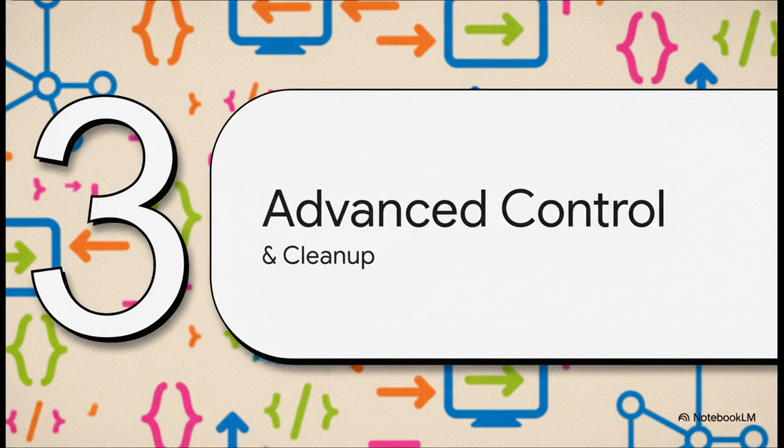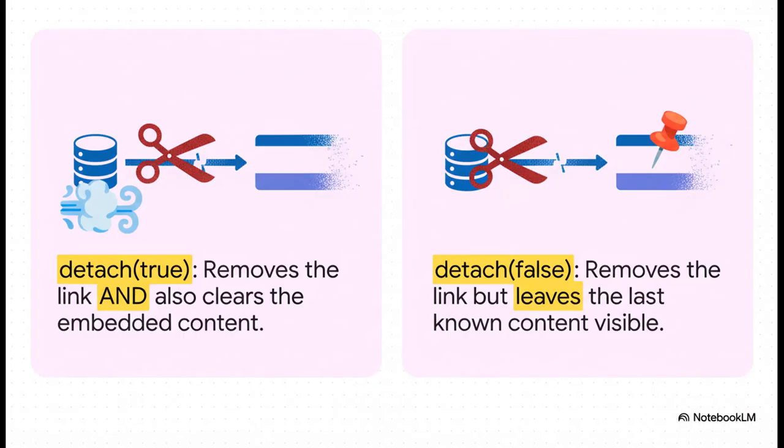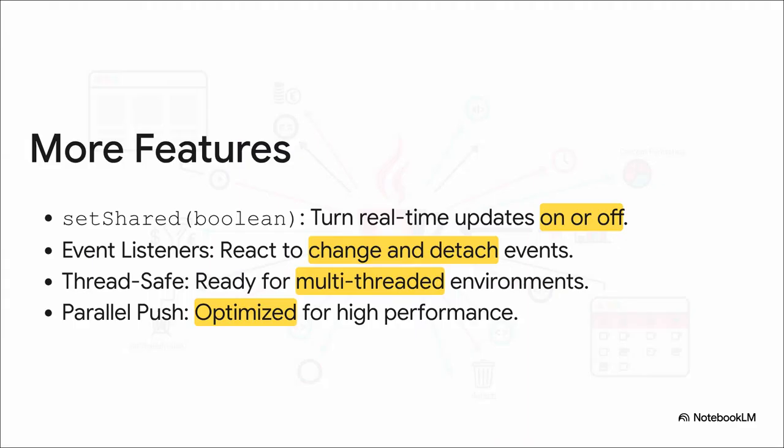Now this isn't just a cool trick. SharedTagContent is a serious production-ready tool, and that means it gives you all the fine-grained control you'd need over how it behaves and how you clean things up. For example, when you're done with a UI element, you can use the detach method to cleanly sever that connection. And you even get a choice. Pass in true, and it'll wipe the content from the tag completely. Or pass in false, and it'll just freeze the last known value on the screen. It's super useful for managing your UI's state. And that's not all.